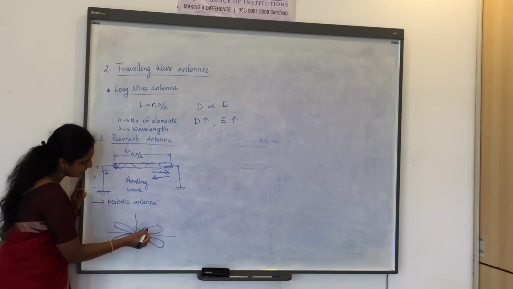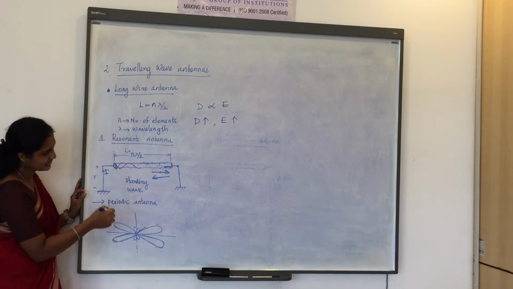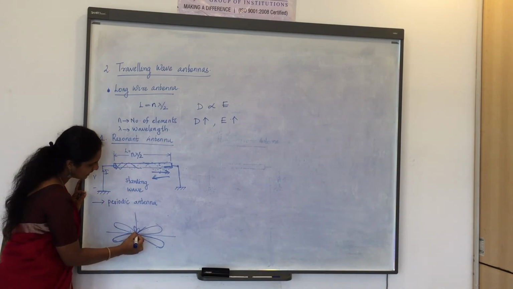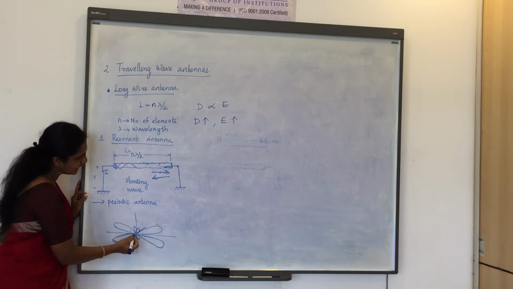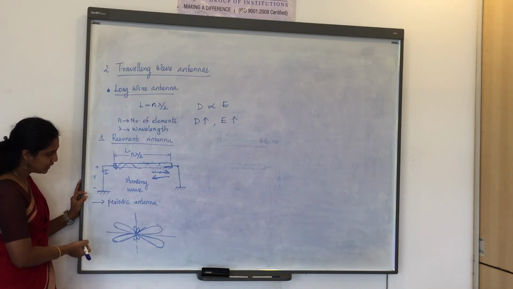This is the incident wave and this one is the reflected wave, and by adding the rays constructively and destructively, we get side lobes also here. Okay, this is the radiation pattern of a periodic antenna.